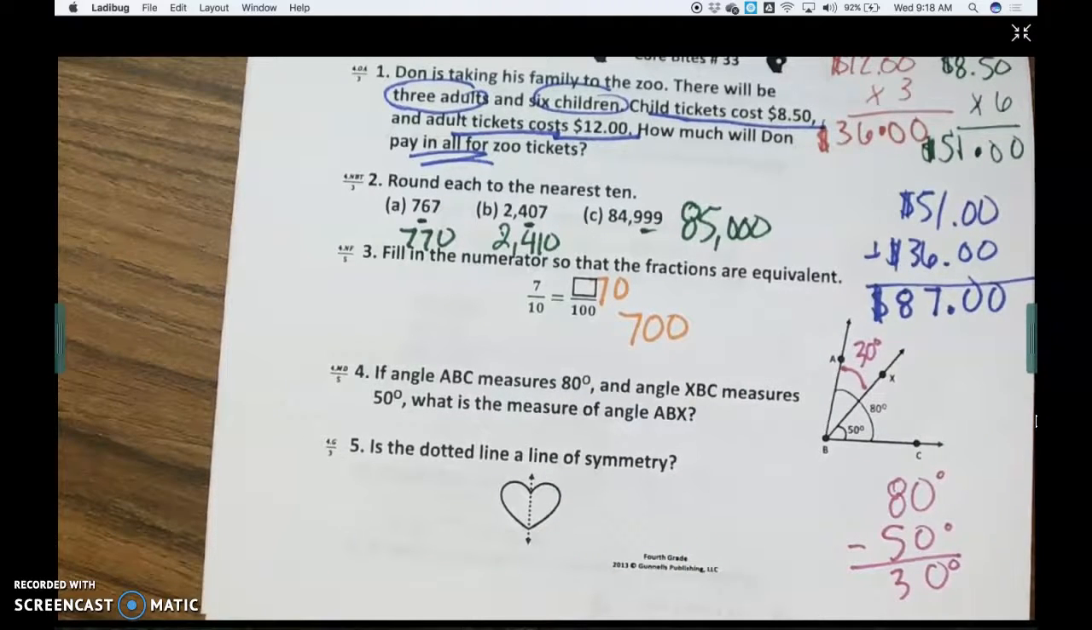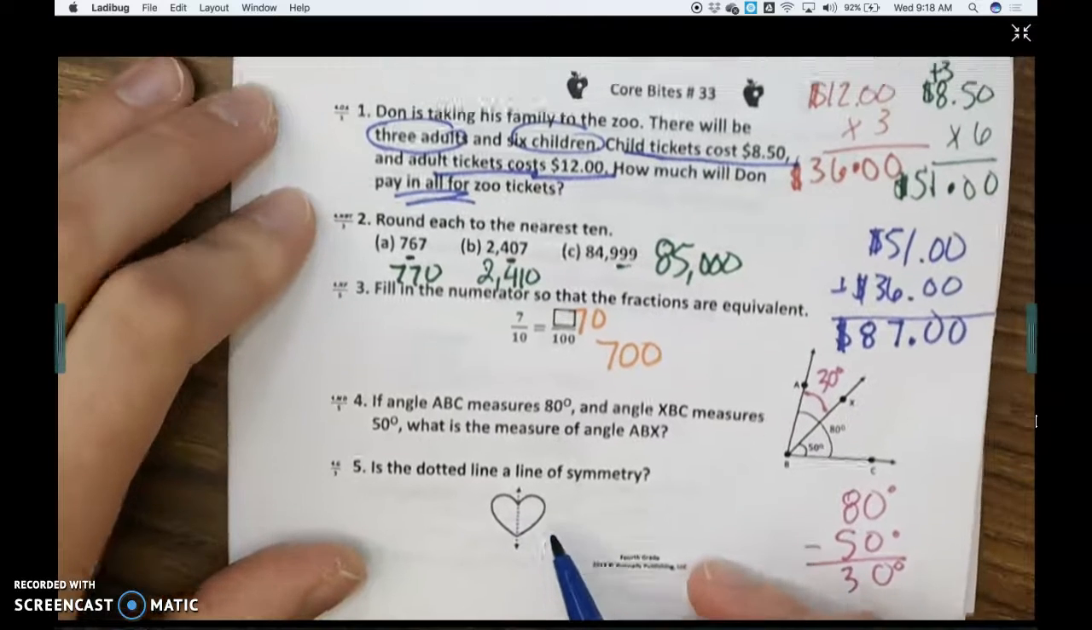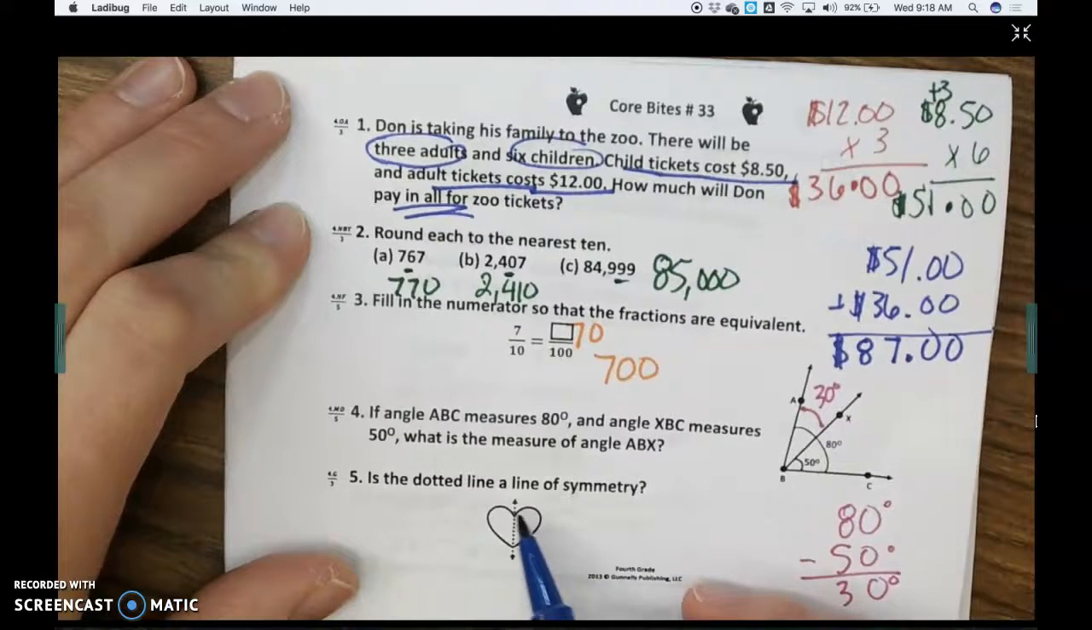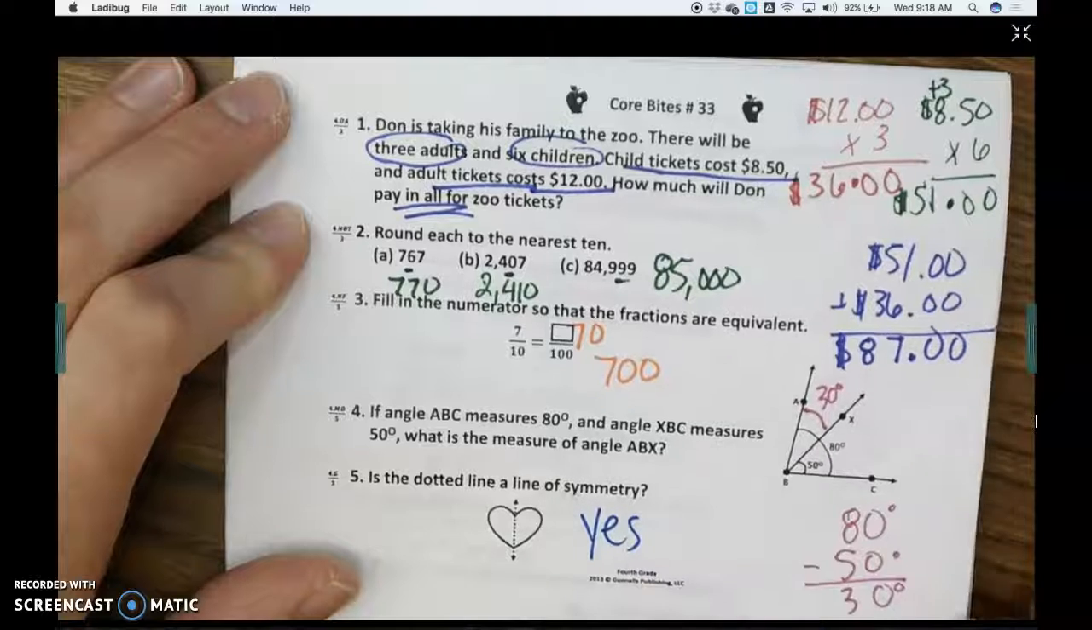For your last question, it is asking if this line, this dotted line, is a line of symmetry. So if we were folding the paper, it would fit perfectly overlapped. So yes, this is a line of symmetry.